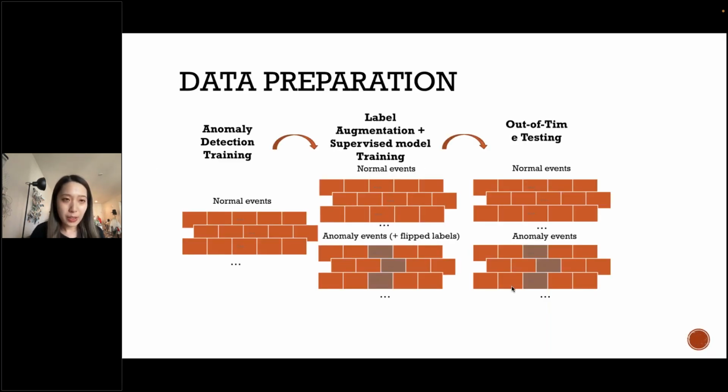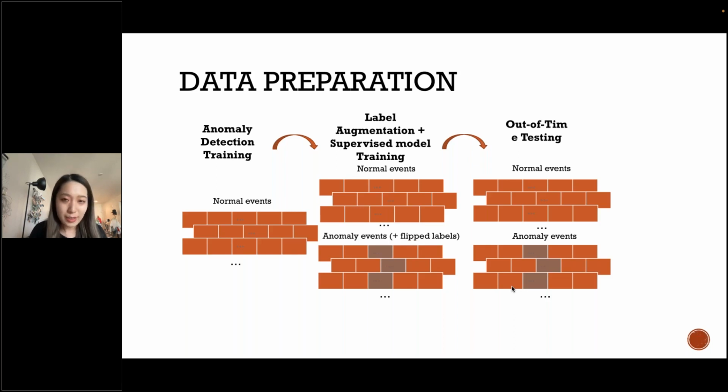For the data preparation, I need to prepare three major chunks of data. The first one is for anomaly detection training. Basically, it is used for the anomaly detection system, and it will augment more bad signals. So I use 3 months of transaction events, and it only contains normal events. The second is for label augmentation and supervised model training. In this data set, I use 3 more months of transactional events, and it contains both normal events and anomaly events. I will flip some of the normal events to anomalous in this step.